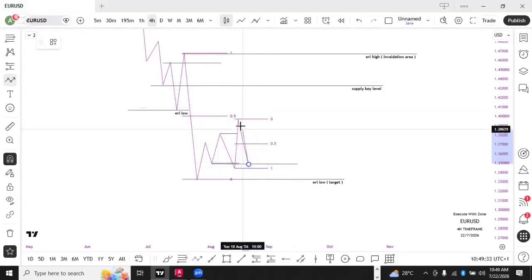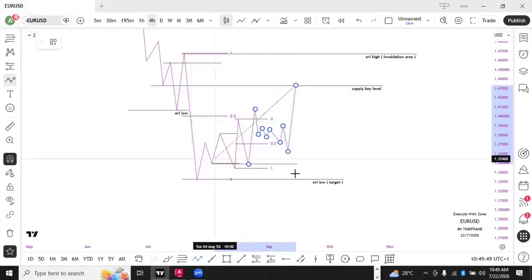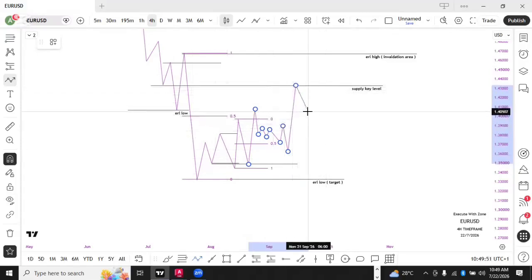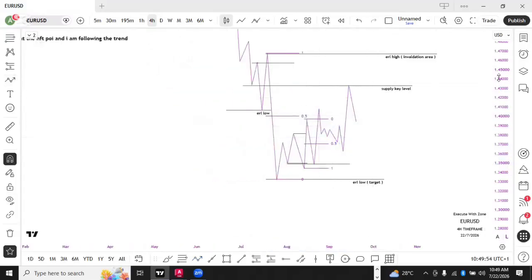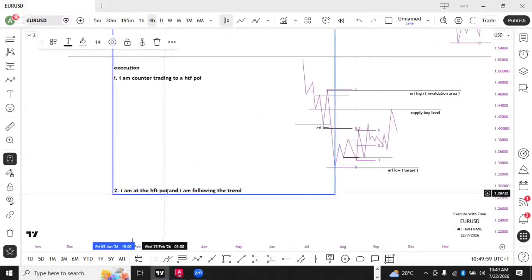Where will be your next target? This internal high. Once price gets to this internal high, price can decide to pull back or go sideways before pulling back, then move. But once price gets here, all the buys you are following, you wait, you full stop. That's when the next question comes in: am I following the higher time frame POI?